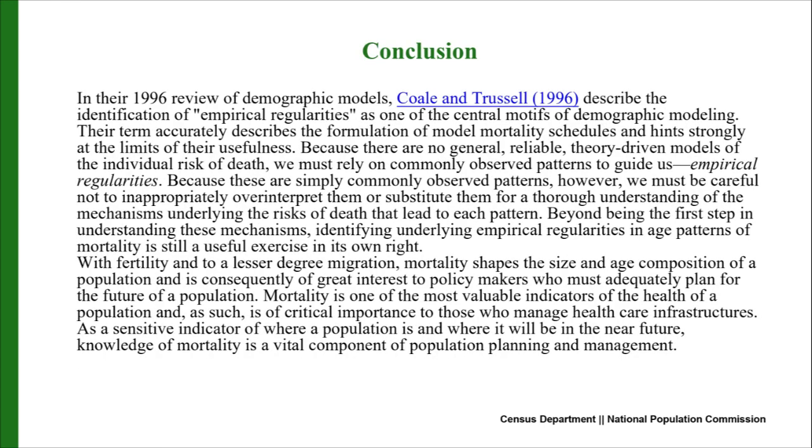Conclusion. In their 1996 review of demographic models, Coale and Trussell, 1996, described the identification of empirical regularities as one of the central motifs of demographic modeling. Their term accurately describes the formulation of model mortality schedules and hints strongly at the limits of their usefulness. Because there are no general, reliable, theory-driven models of the individual risk of death, we must rely on commonly observed patterns to guide us, empirical regularities.